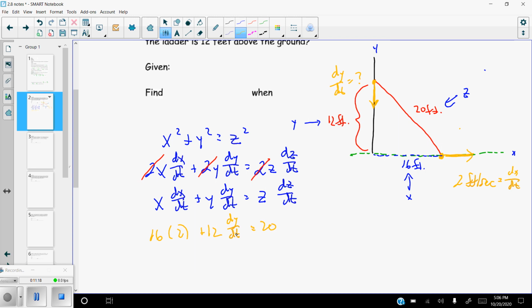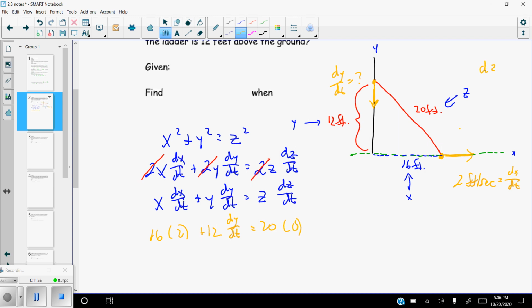The ladder is sliding down the wall. It does not say that the ladder is getting longer or shorter. It's just sliding down the wall. Therefore, z itself is not changing. The length of the ladder is not changing. Therefore, dz over dt is 0.